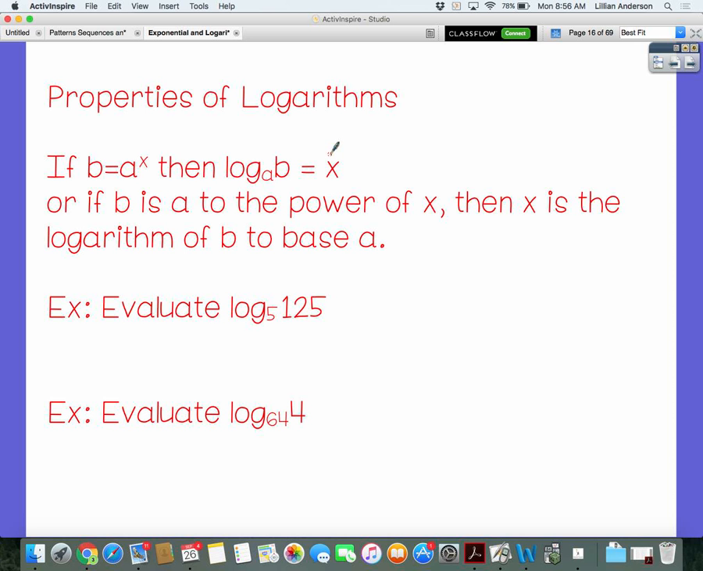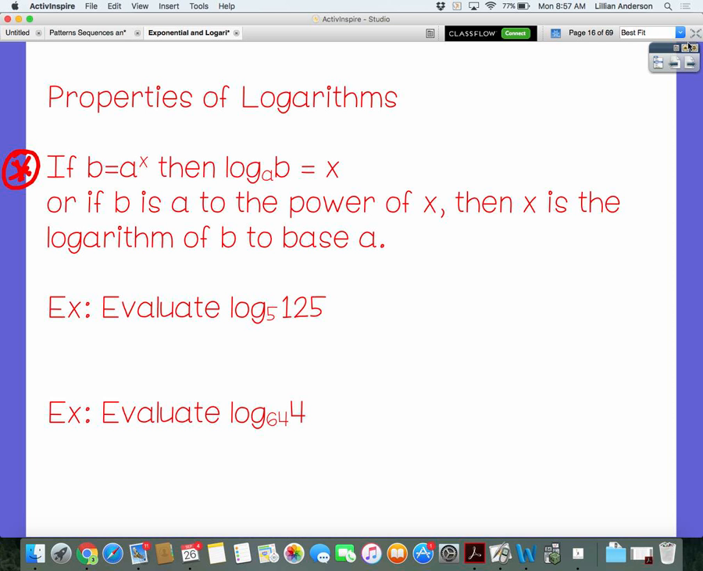So we're going to evaluate a few laws, okay? And then you guys will practice evaluating some laws. But this notation right here is very important. It is in your reference booklet, so if you ever forget it, it's there.